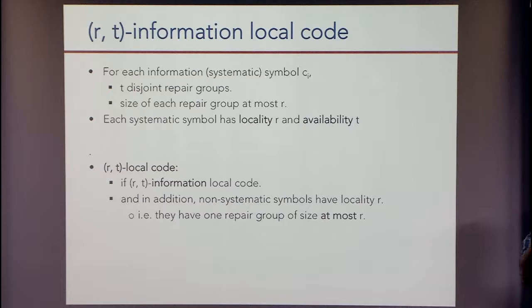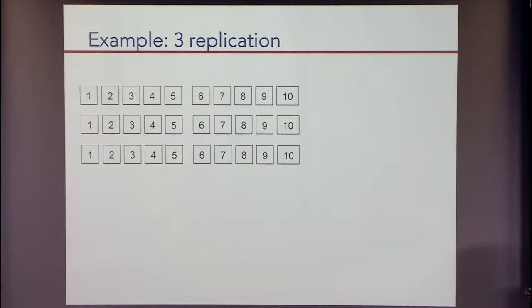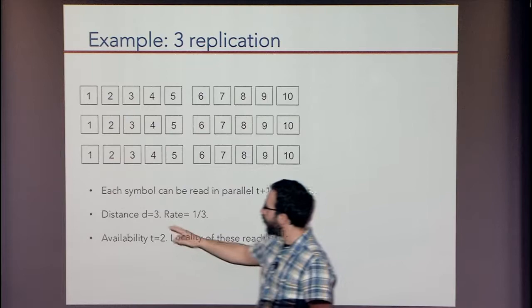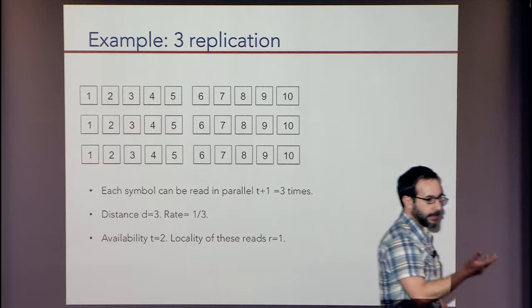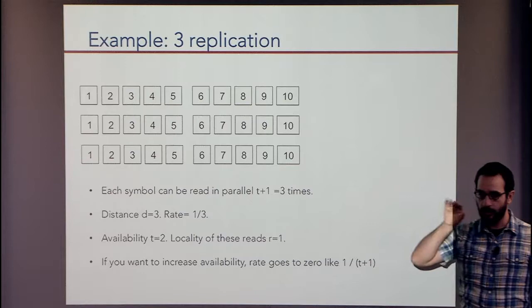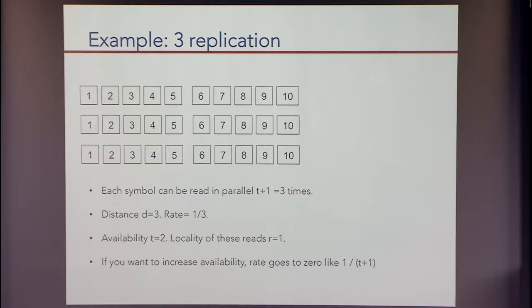Now, for example, three-replication gives you, for every symbol, the ability to read it in parallel 3 times, obviously. The distance of the code is bad, and the rate of the code, which is the most important thing, is terrible, because as you want to increase the availability, your rate goes to 0, like 1 over the number of times you repeat the data. The locality of these reads is great, because the local repair groups for a symbol have the best locality possible, 1, since they're just copies of the block. But the rate is terrible. So the main question we were interested in is whether it is possible to keep the rate constant so that it doesn't vanish to 0, but have a scaling number of parallel reads. That was the main question we were thinking about.